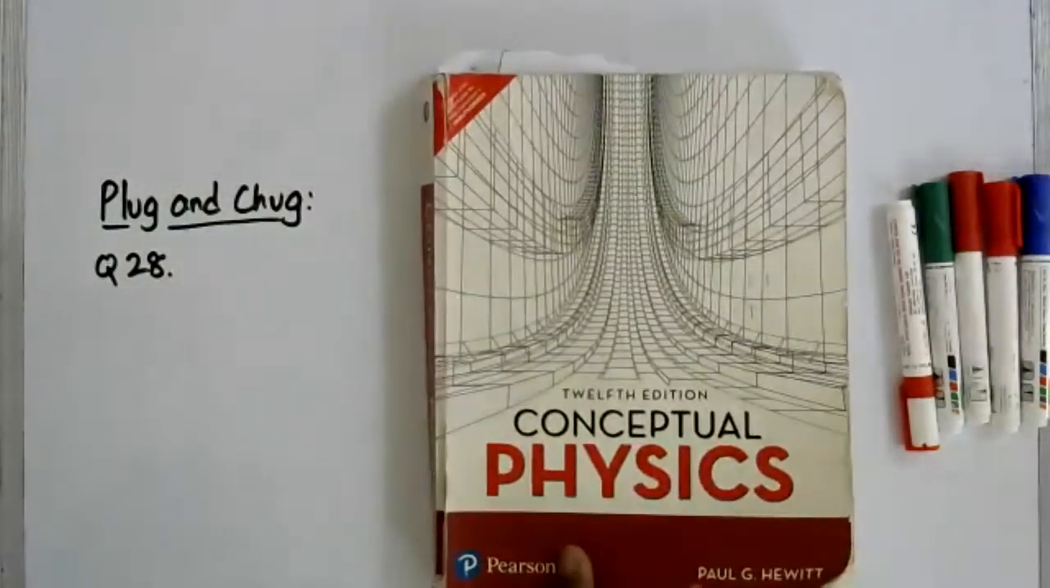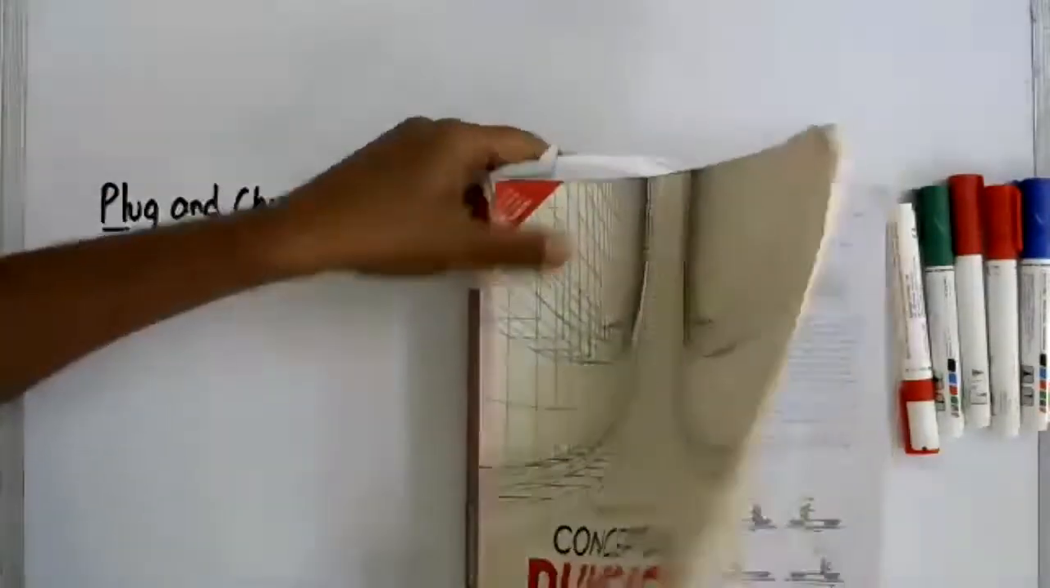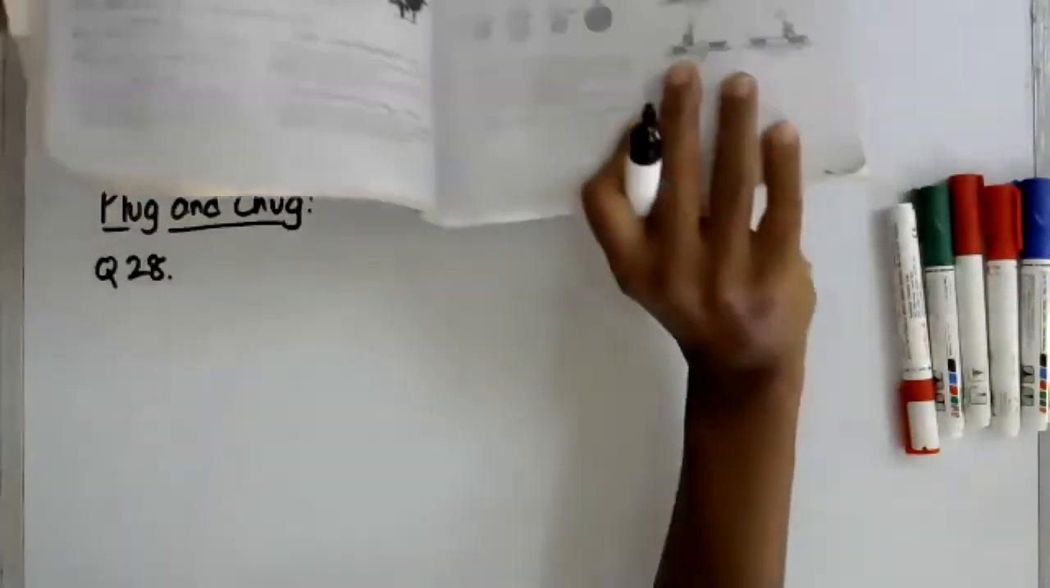Conceptual Physics. The problem statement is, I'll read it out. A 3 kilogram blob of putty moving at 10 meters per second hits a 2 kilogram blob of putty at rest. Calculate the speed of the stuck together blobs of putty immediately after the collision. So remember the numbers.